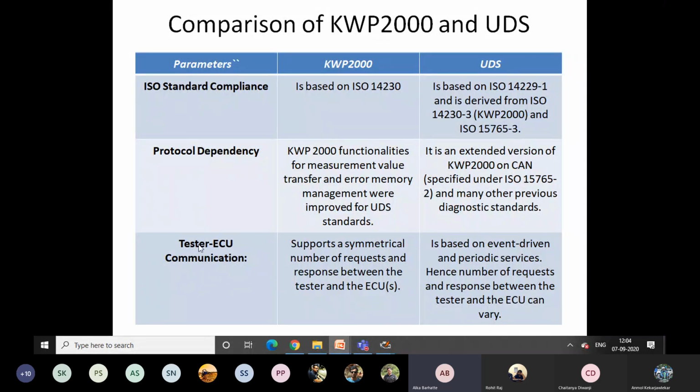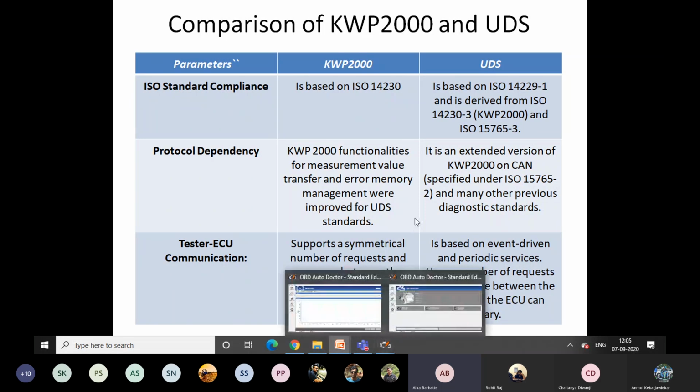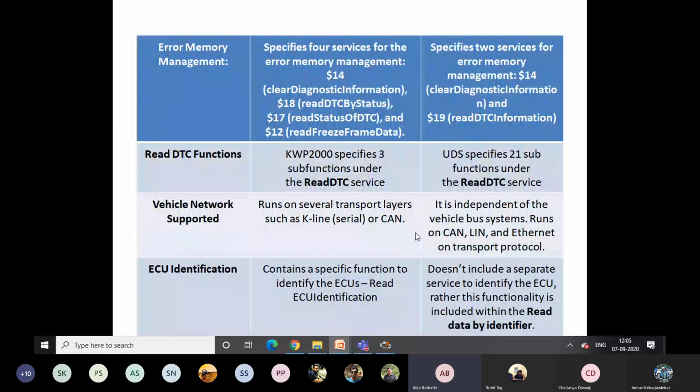Tester ECU communication supports a symmetrical number of requests and responses between tester and ECU, whereas this is event based as it is off-board. So whenever you connect, only then does it get activated. So it is event based and cannot be symmetrical. Okay, as it is an event driven, event triggered protocol, it cannot have symmetrical requests and responses.